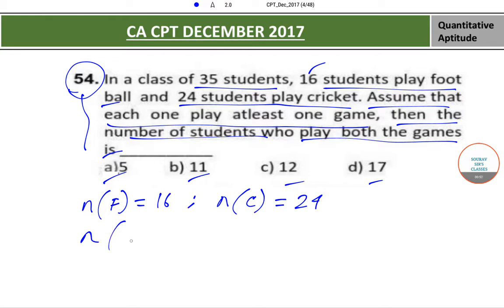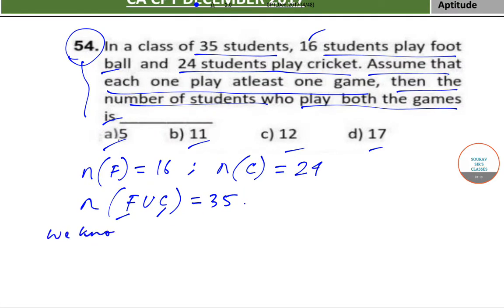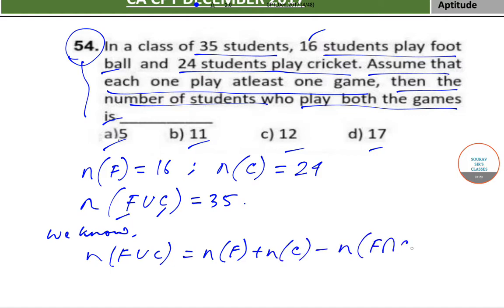Therefore the total number of students, that is F union C, the students who play football or cricket or both, is the total number of students in the class, given as 35. Now by formula, n of F union C is the number of students playing football plus the number playing cricket minus the number who play both football and cricket. So 35 equals 16 plus 24 minus n of F intersection C.